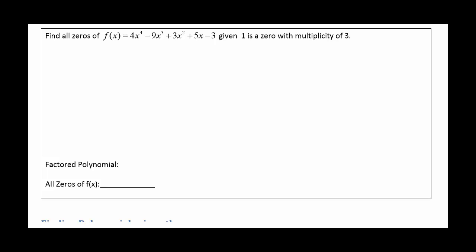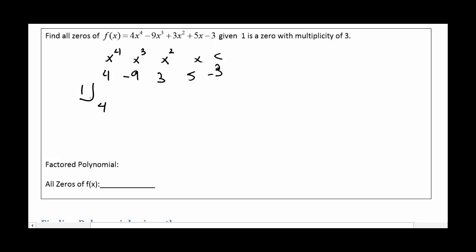Anyway, so let's see. I'll show what I'm talking about here. So let's go x to the 4th, x cubed, x squared, x, and constant. 4, -9, 3, 5, and -3. And I'm going to check 1. Should get a 0 out of this because they told me a multiplicity of 3. So drop the 4, multiply. I get 4, which gives me -5, multiply. I get -2, multiply. I get 3, multiply, and I get 0, right?